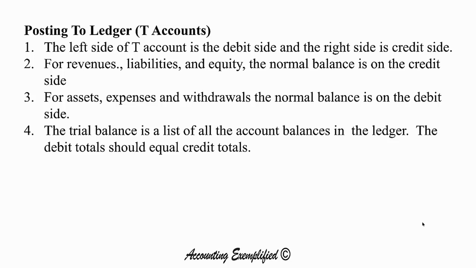Here, how do we list the accounts in the trial balance? First, we list all the current assets, and then we list the non-current assets, and then we list current liabilities, and then non-current liabilities. Then come the owner's equity, and then we list the revenues, and then we list all the expenses.